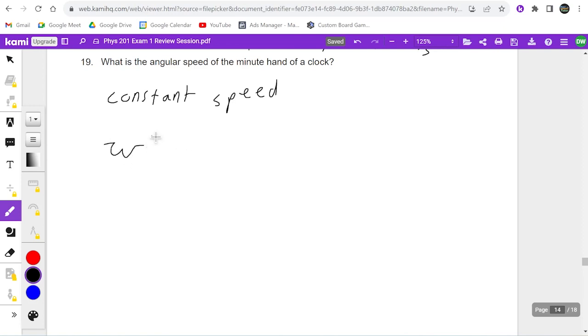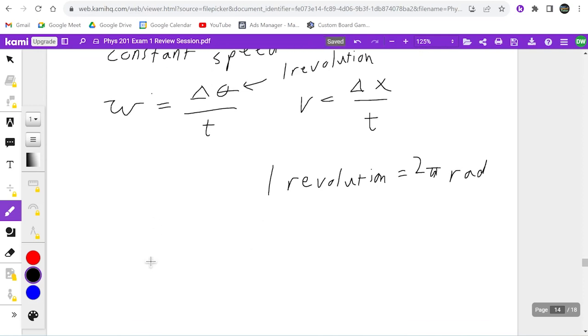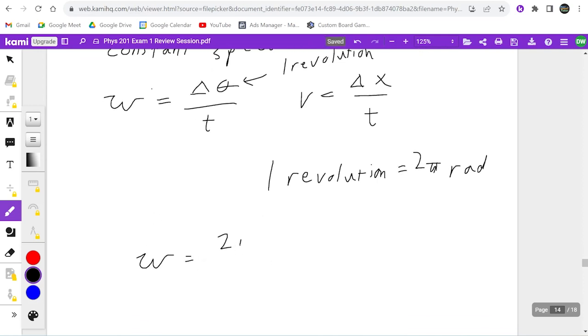So then that means we're going to use the equation omega equals delta theta over t. Where have we seen this equation before? V equals delta x over t. It's like the same equation as that. And delta theta is 1 revolution. Now we need to know how to convert from revolutions to radians because we need our answer to be in radians. So 1 revolution equals 2 pi radians, and that's a conversion factor you should know. So then that means omega, which is what I'm solving for, equals 2 pi radians divided by the time.